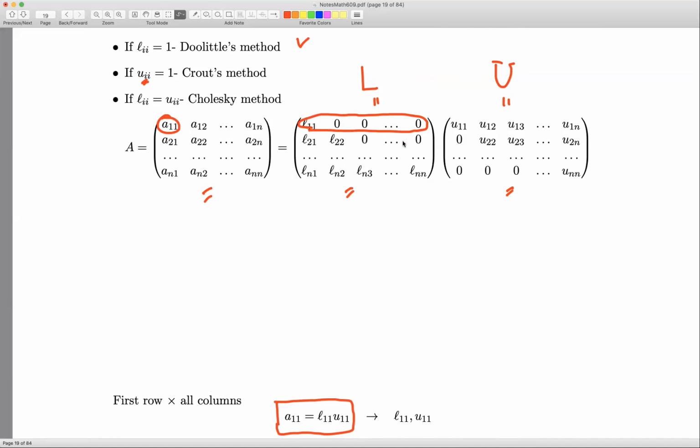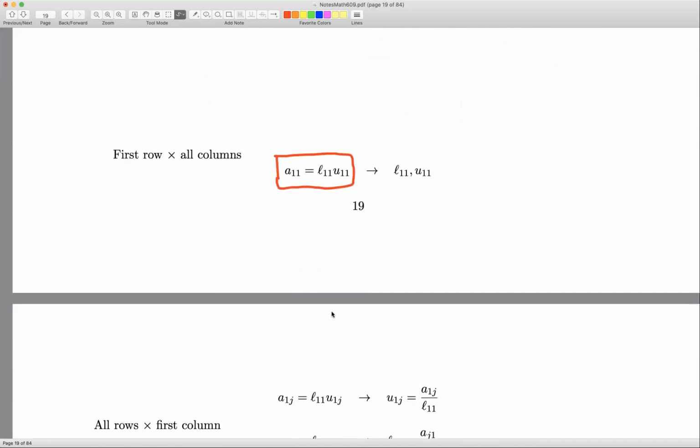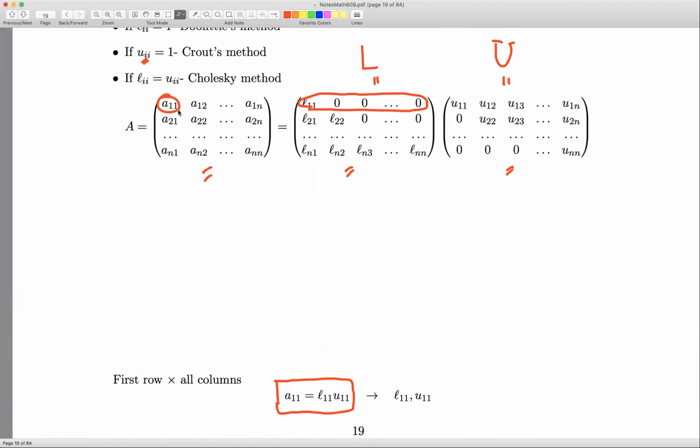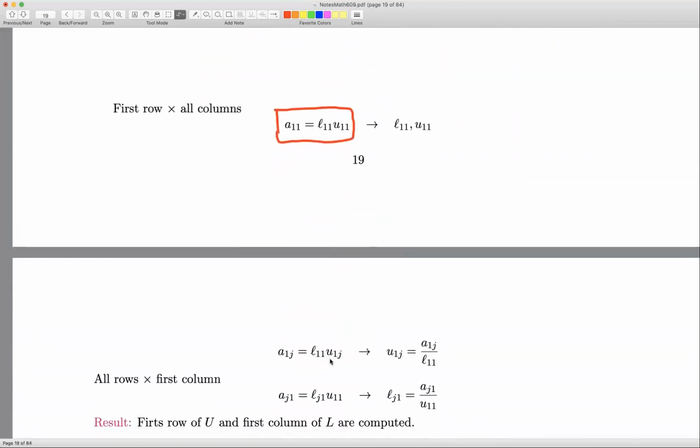And so then we will have that A1j, the elements from this row, are equal to the product of row 1 and the columns of U. So we have that A1j is equal to L11 times U1j. And therefore, since L11 has already been determined here, we can find U1j by this ratio. And of course, this could be done only if L11 is different from 0.